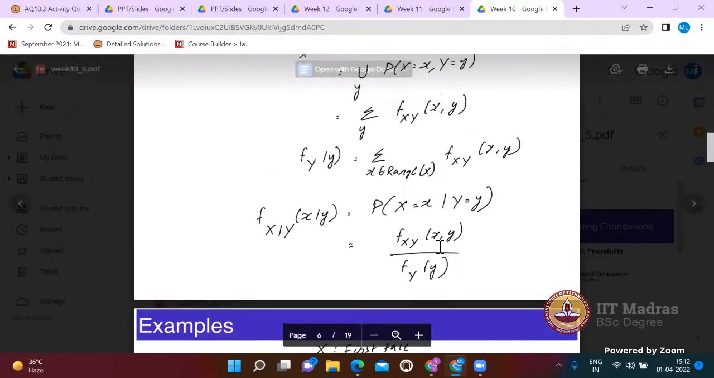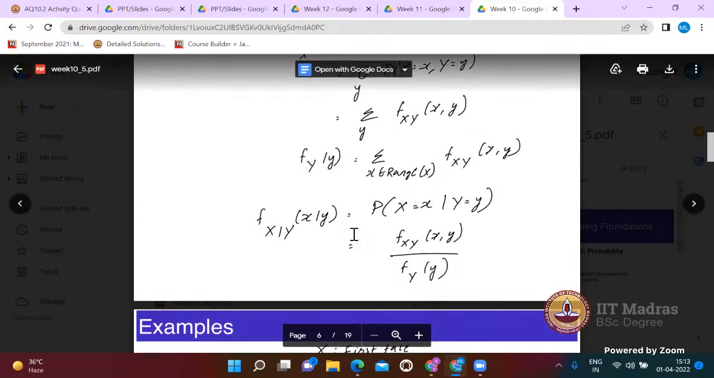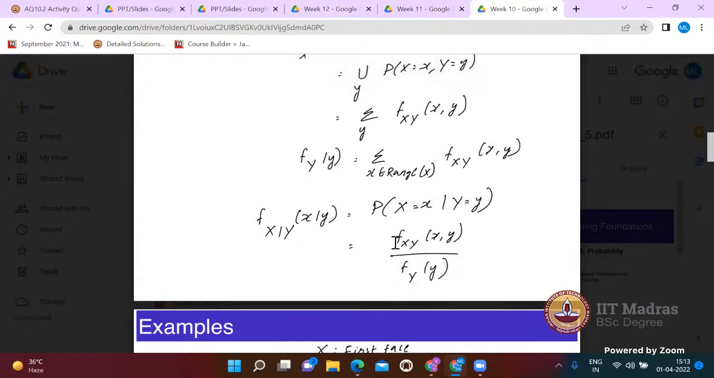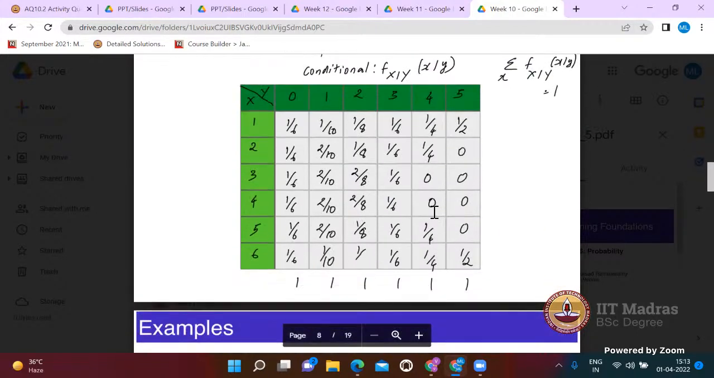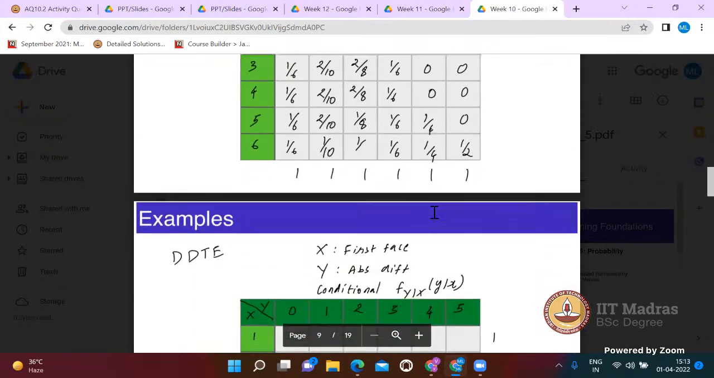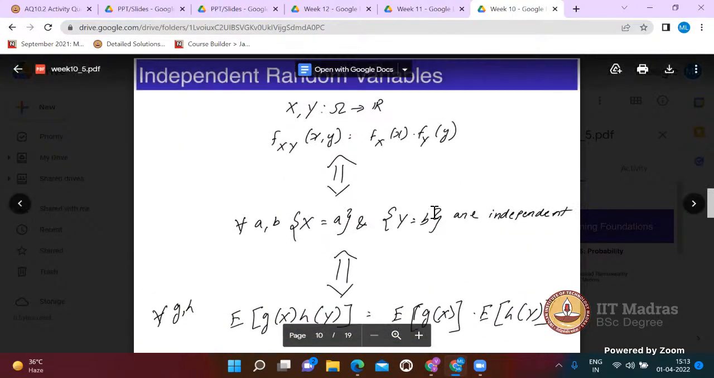So the simple formula, which you will use every time in the future also: if you have to calculate the joint distribution, you multiply the conditional with the marginal. So you can remember, CM is equal to Z. The joint distribution you can calculate by just multiplying the condition with the marginal distribution. This is the basic example taken.